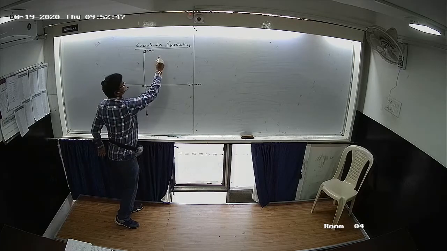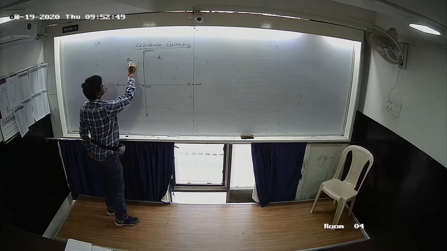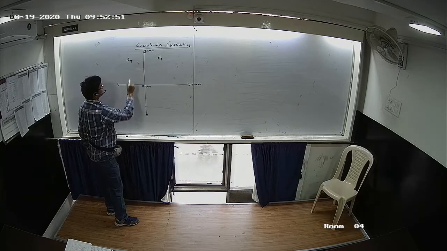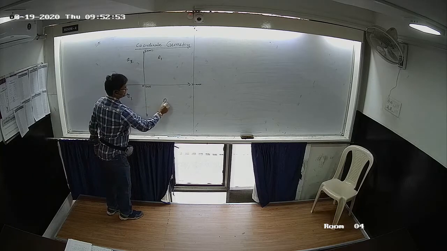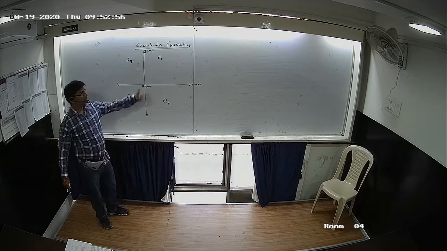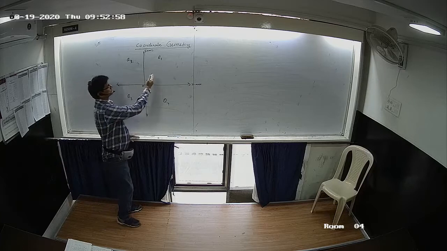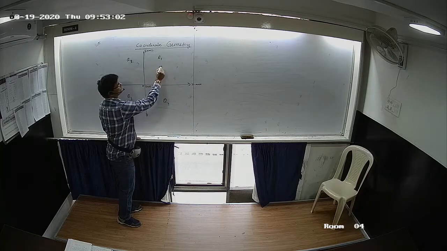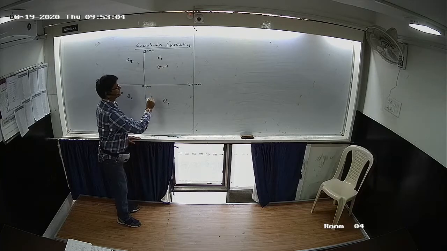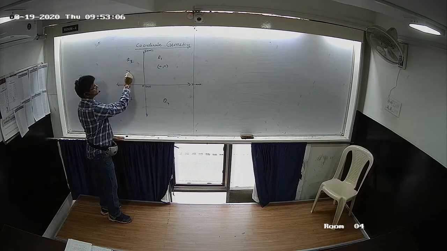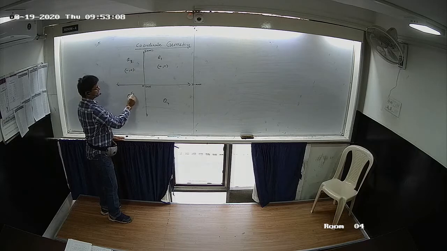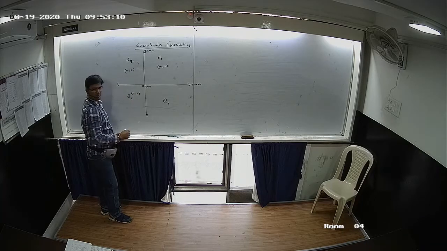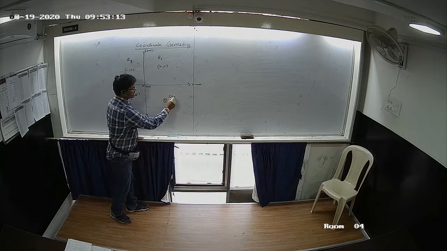Q1, Q2, Q3, and Q4. In the first quadrant, both coordinates, x and y, are positive. In the second quadrant, it is negative, positive. Third quadrant, minus, minus. And the fourth quadrant is plus, minus.